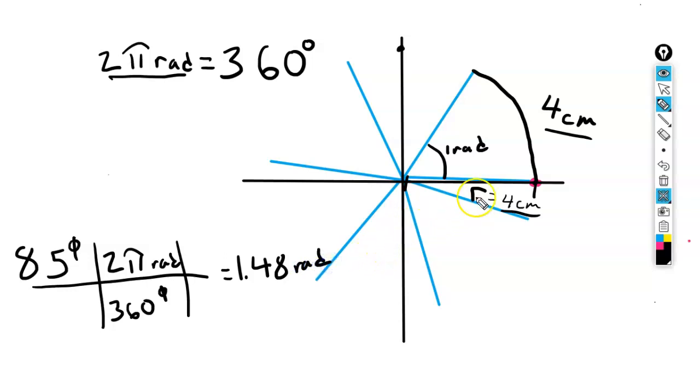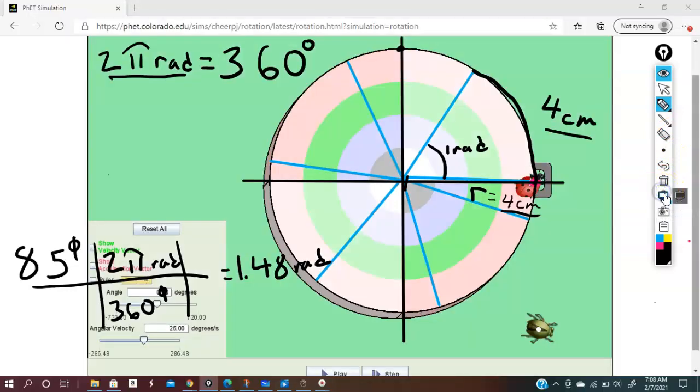Okay, which makes a little sense with this picture. We can toggle off of this and come back here. 1.48, 1.5 would be just before 90 degrees. And so we had converted 85 degrees. So that looks like it makes sense. So hopefully that helps you with these conversions.